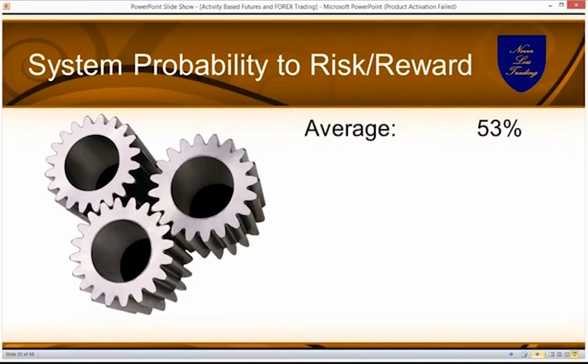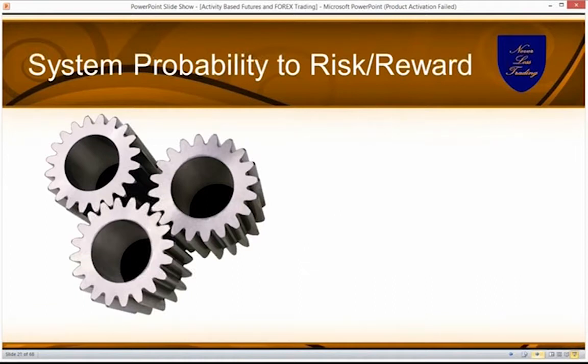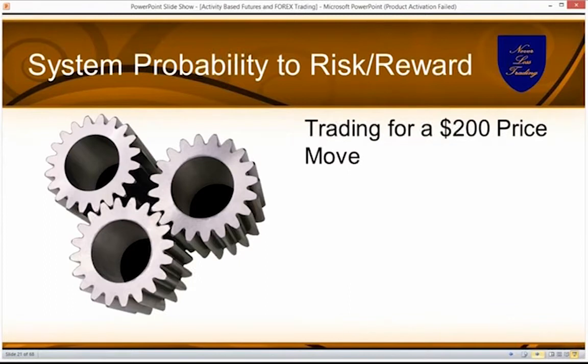Yeah, so when an average system, like I told you, MACD based or moving average based, gives you 53% probability for getting the price direction right, a high probability system gives you 65, and a high performing system 70. So we're going to look jointly at how trade situations pan out, considering those average probabilities to predict the direction, and how we then can work with a trade move.